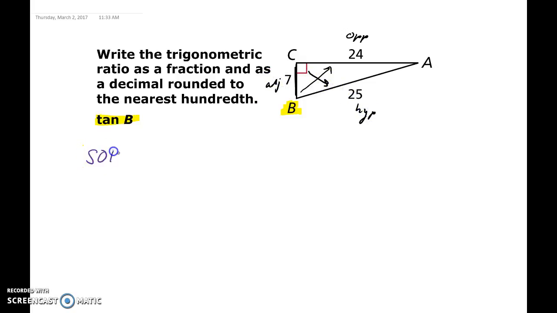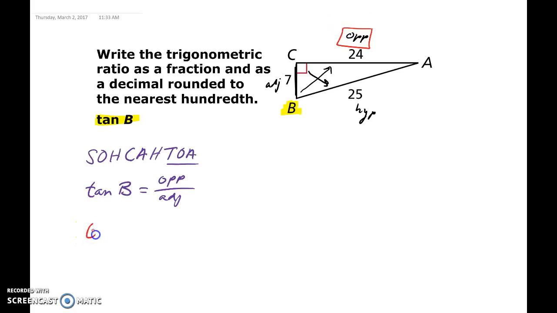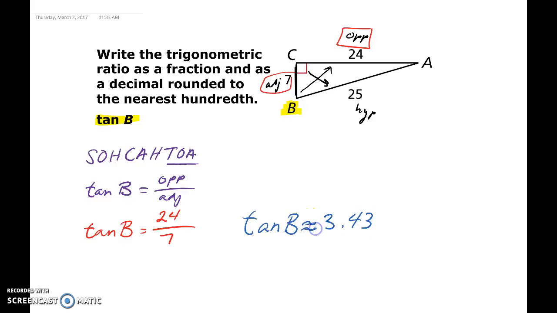Tangent, we know it's Sohcahtoa. So our tangent, we know, is equal to opposite over adjacent. So our tangent of angle B is equal to our opposite over adjacent. And in this case, our opposite was equal to 24. So our tangent of angle B is equal to 24, and then our adjacent, because it's opposite over adjacent, is equal to 7. So 24 over 7, and that's our trigonometric ratio as a fraction. And then if we put this as a decimal, our tangent of angle B is equal to 3.43 approximately, because we are rounding it at that point.